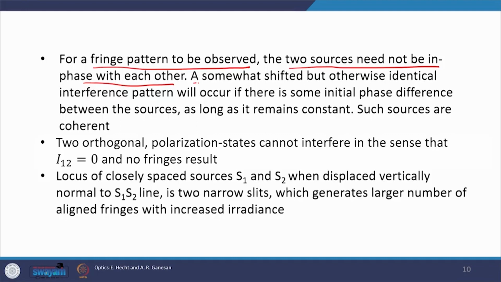If the phase difference is 0 initially, you will observe a beautiful interference fringe pattern, and it is symmetric. But what if the phase difference is not 0 but constant? If it is not 0 but constant, then a somewhat shifted but otherwise identical interference pattern will occur. If there is some initial phase difference between the sources, there would be a shift in the interference pattern. But if the fringes are linear vertical lines, then this shift would be indistinguishable.